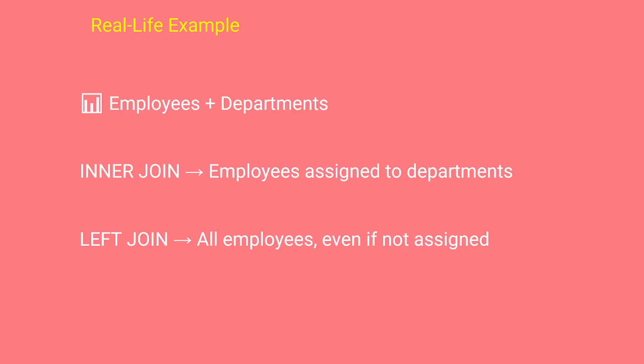In a company database, inner join shows employees who belong to departments. Left join shows all employees, even those not yet assigned to a department.